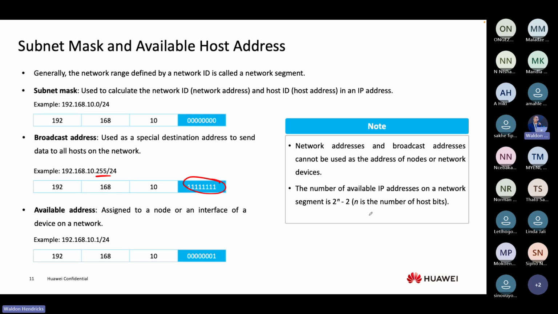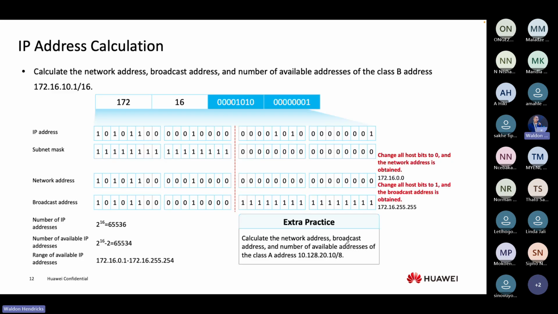Now, if you look at this calculation here, it says 2 to the power of n minus 2. What I mean by that is the 2 is always your subnet, and the other one is your broadcast. Yeah, it's your broadcast IP, which is obviously the IP that allows you to have all ones. So when you look at IP address calculation, you have to calculate the network address, the broadcast address, and then obviously the number of available addresses based on that.